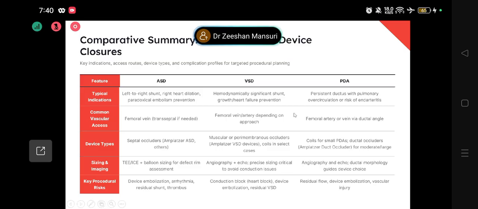PDA usually comes in the second, third decade of life because at that time, even if you don't have any symptoms, you'll go for a pre-employment checkup and somebody is going to put a stethoscope on your chest and they'll find the murmur. And then you'll get diagnosed that, yeah, you have a PDA and then you go for the device closure.